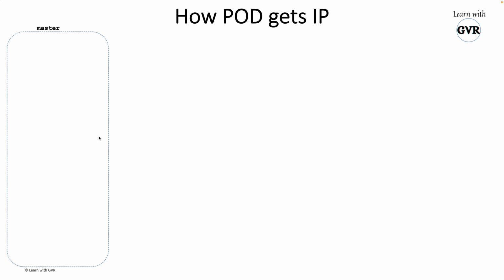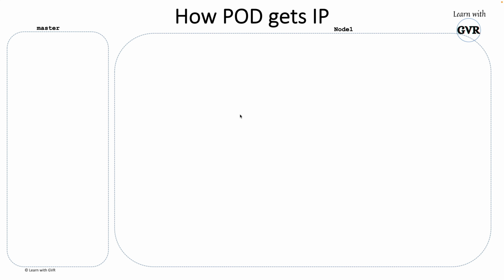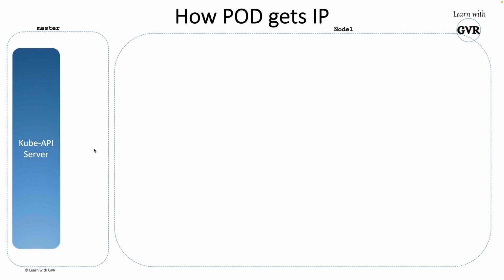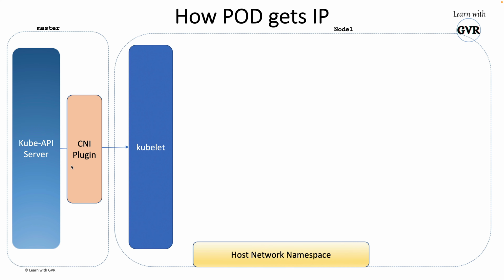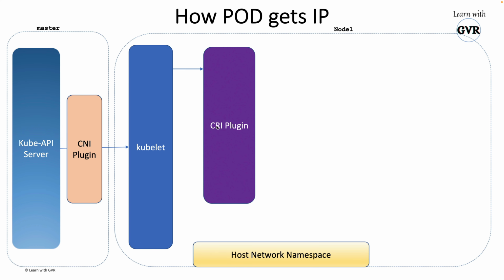So let's say this is a master node and this is a worker node. The master node will of course have a kube API server, and the CNI plugin is installed. In the worker node, there will be the host network namespace, which by default is with the node. Then to the kube API server, let's say you issue kubectl run nginx --image=nginx. That is the command you issued, and it goes to the kubelet. The kubelet will call a CRI plugin, the container runtime interface, which is nothing but containerd.